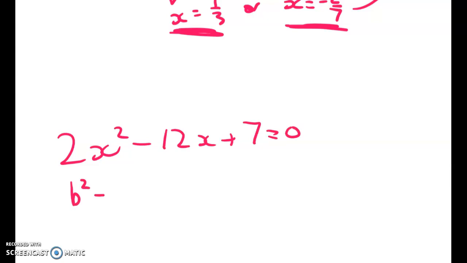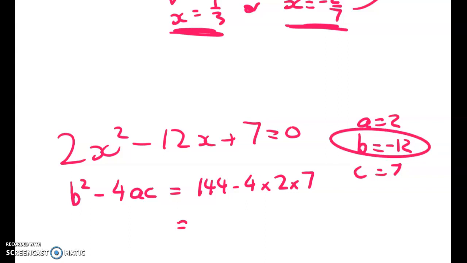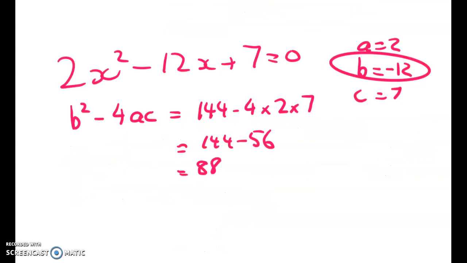So the discriminant is b squared minus 4ac, and in this case we've got a is 2, b is -12, and c is 7. So b squared will be 144 minus 4 times 2 times 7. Just be careful that when we square the negative we get a positive. What does it give me? 144 minus 56, which is 88.